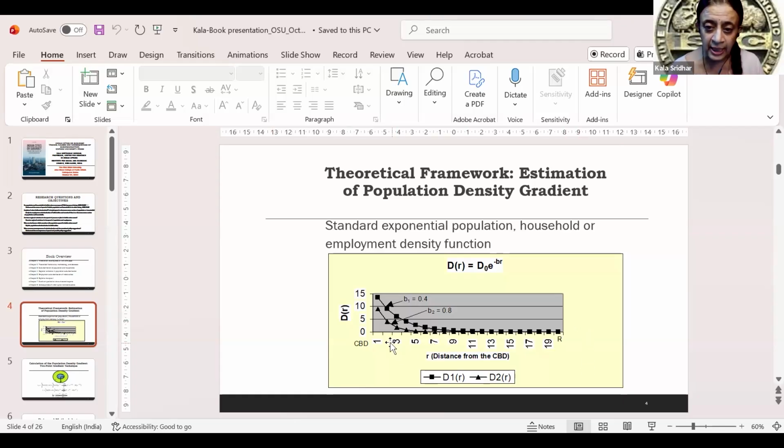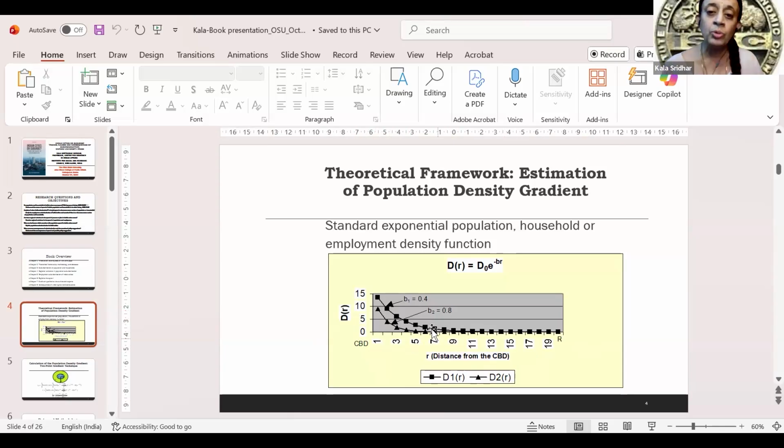And on the x-axis is distance from the central business district, the CBD, and here D(R) is density at R miles from the city center. And the regression of population density on distance from the city center basically yields us the slope of this function, which is our density gradient.